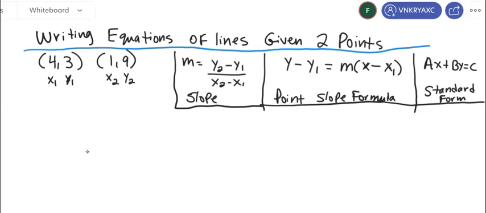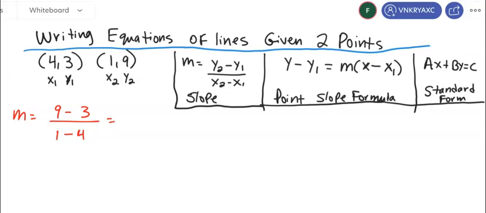So when I have these 2 points, one of the first things I need to do is turn it to standard form using the point slope formula, but I need to find the slope first. So I set it up here, x1, y1, x2, y2. I'm going to find the slope, and I'm going to do 9 minus 3 on top and 1 minus 4 on the bottom. Okay?